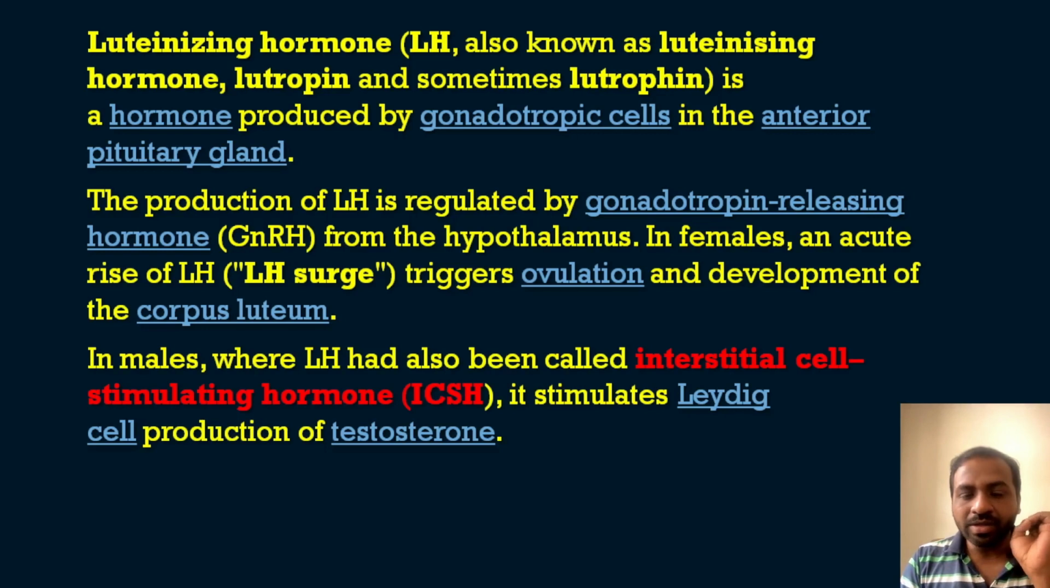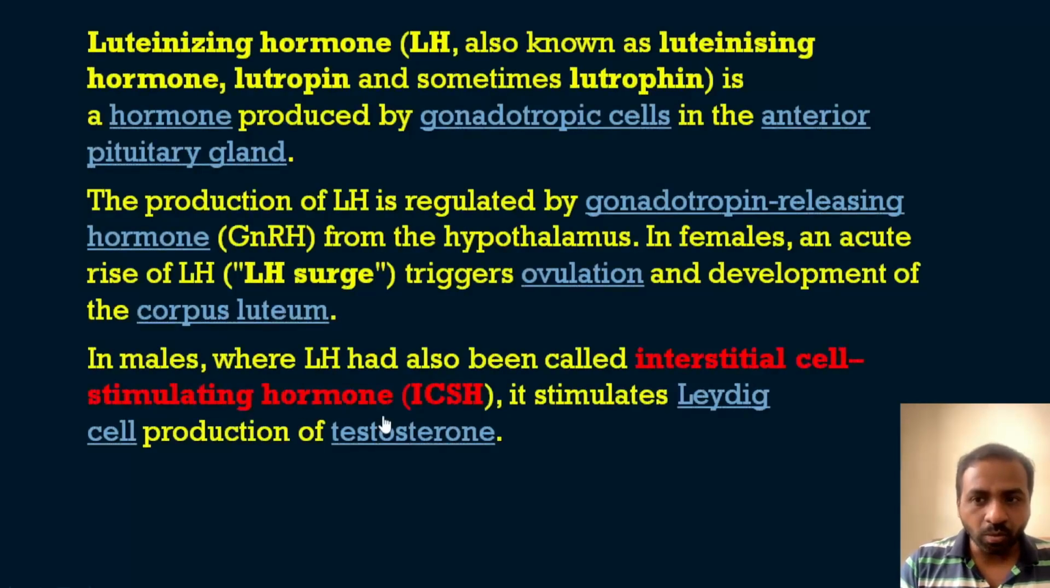Whenever you are thinking about the LH, just think about ovulation and then the development of the corpus luteum. And in males, on the other hand, LH is also known as the interstitial cell stimulating hormone. It stimulates the Leydig cell production of testosterone. So it helps in the production of testosterone from the Leydig cells. That's why it is known as the interstitial cell stimulating hormone.